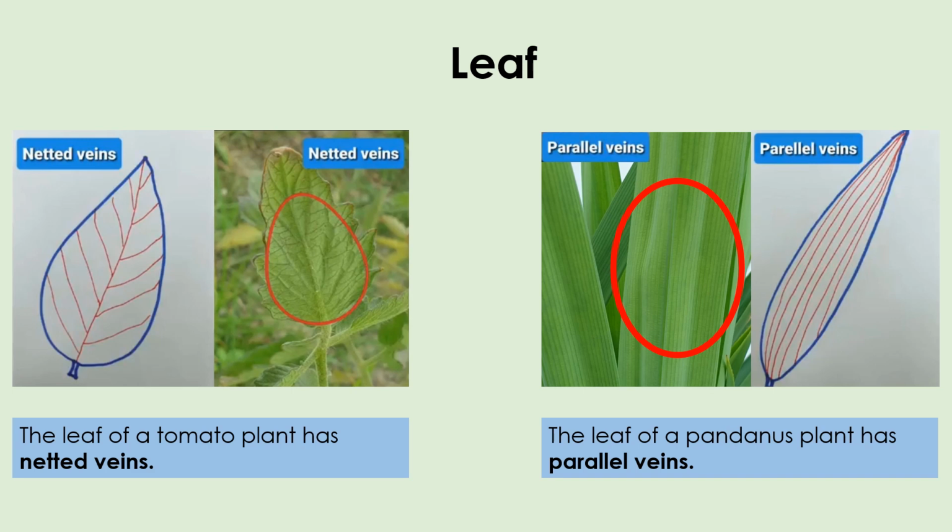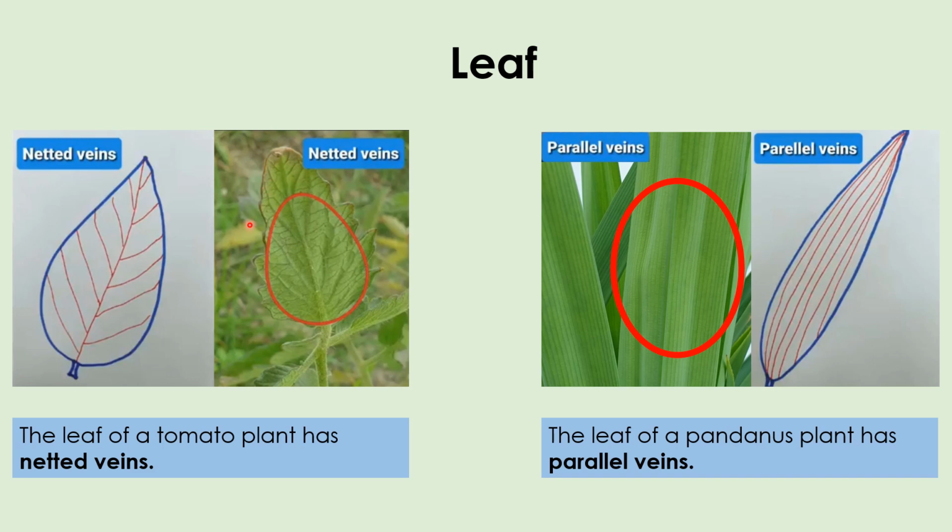Now look at the leaf. There are 2 types of leaf. There are leaf with netted veins and leaf with parallel veins. What is the meaning of leaf with netted veins? In the leaf with netted vein, there is a major vein. This is the major vein. And the major vein branch to finer veinlet. This is the veinlet. Can you see? The major vein branch to the finer veinlets.